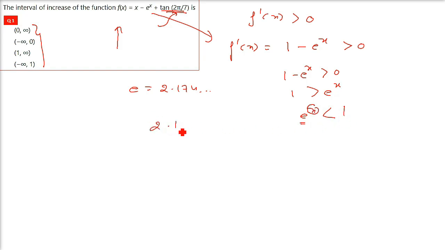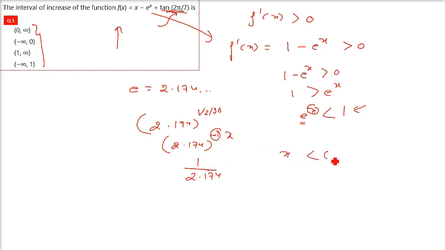I am saying 2.71 is there. Now if you put any positive power, 1, 2, 90, 90 lakh or whichever, it will be greater than 1. But if you put 2.71 to the power of something which makes it lower than 1, this is possible when the power is less than 0. That is, if you put negative, 1 by 2.71, that is going to give you a value which is less than 1. So basically x should be less than 0.